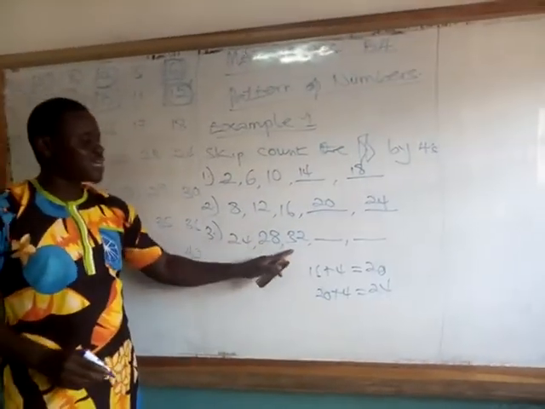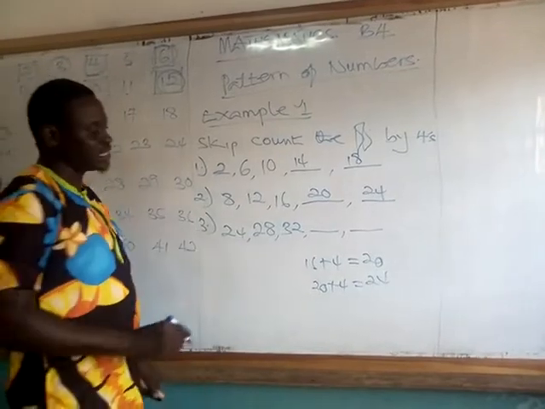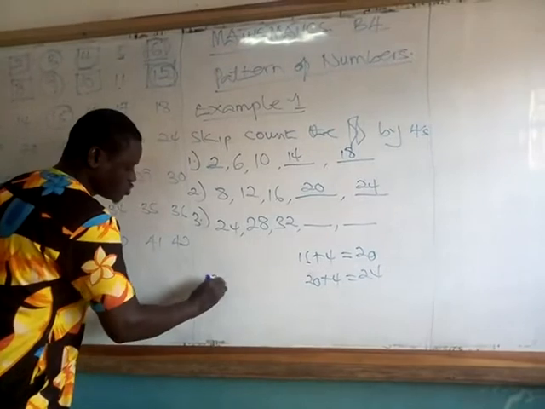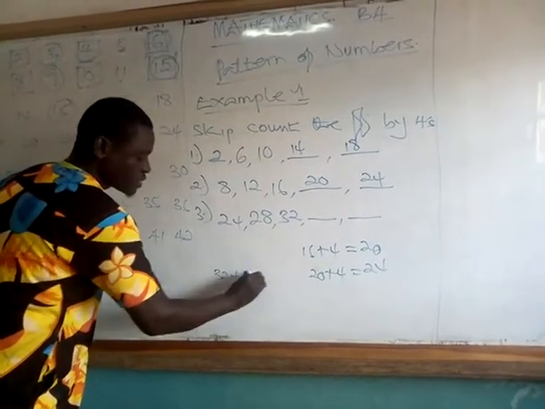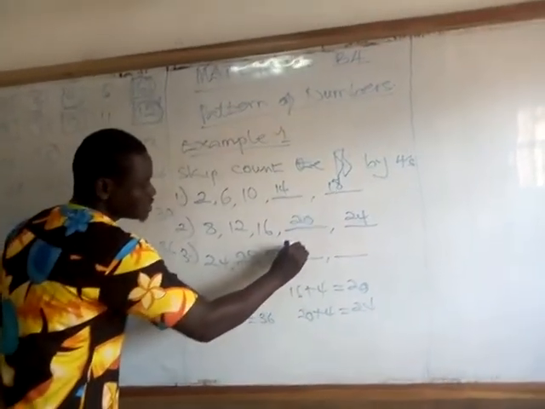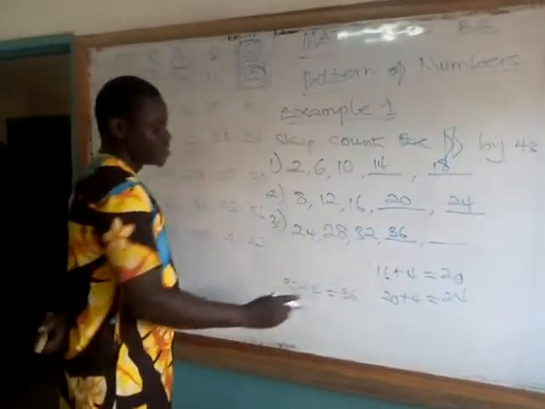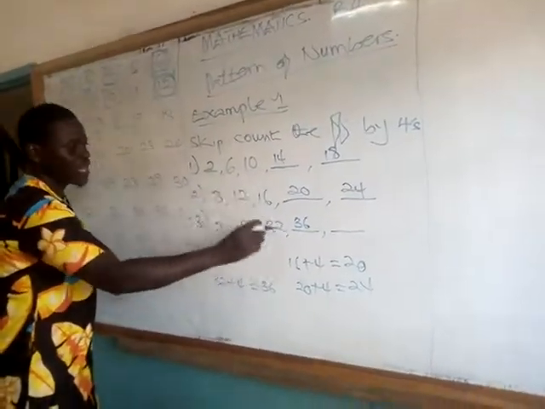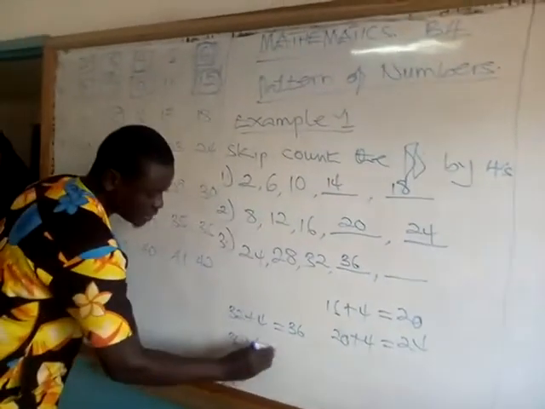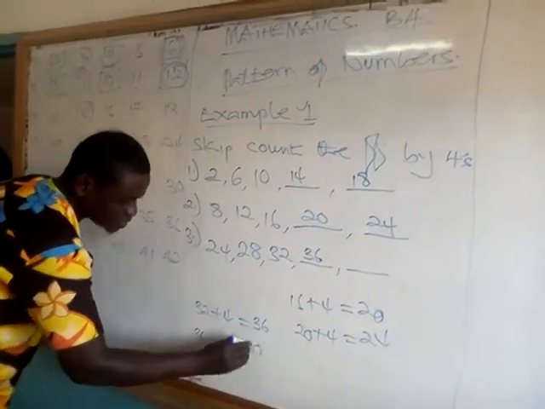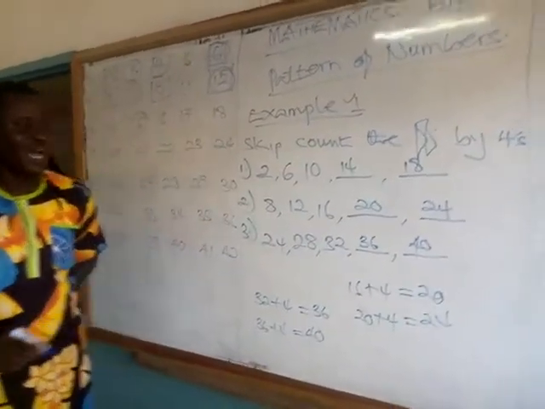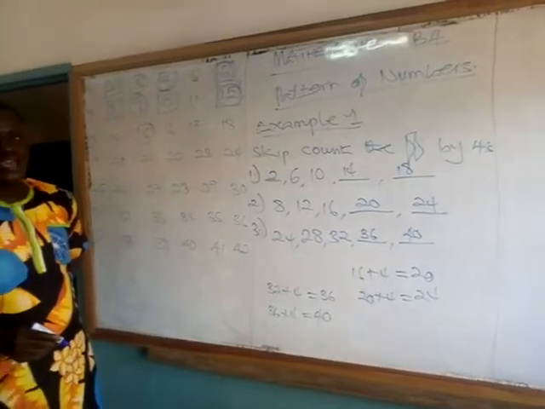You apply the same method to the third example. To obtain the digit that will fit in the empty space, you have 32 plus 4. 32 plus 4 gives us 36. So 36 will fit in here. In order to fill this space, you will have to add 4 to 36. So we have 36 plus 4, and that gives us 40. 40 will fit in there. That is how we skip count by 4s.